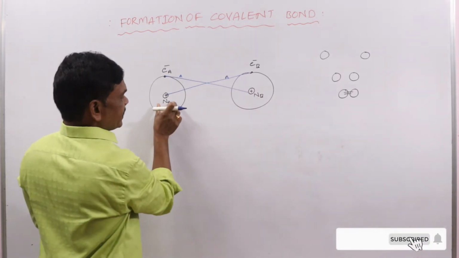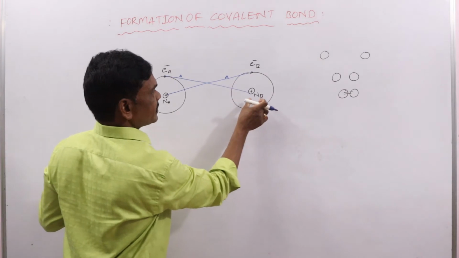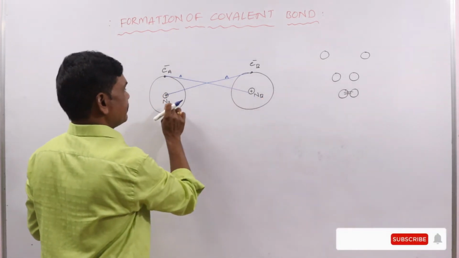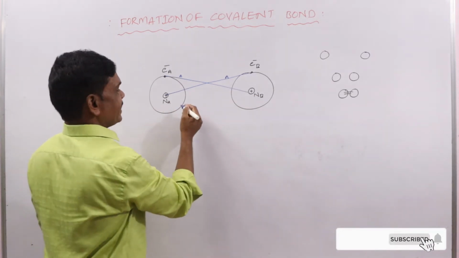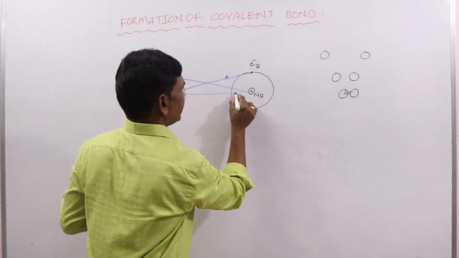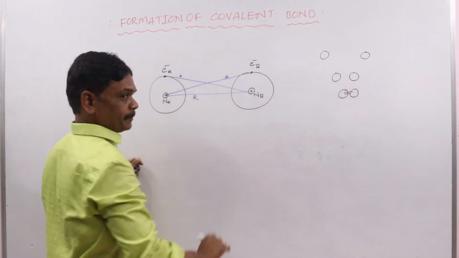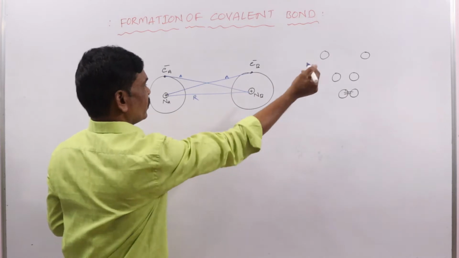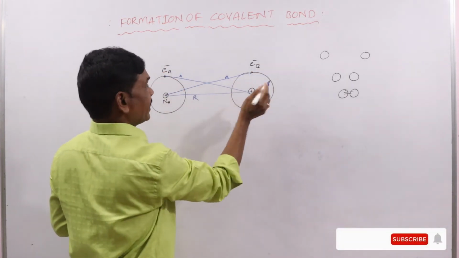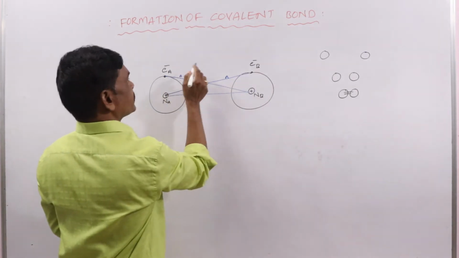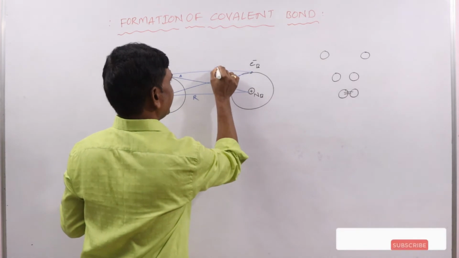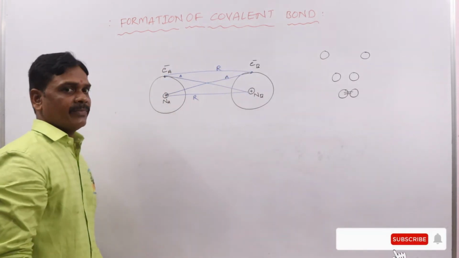This is the nucleus of atom A and this is the nucleus of atom B. These have the same charges. Between same charges, there are repulsion forces. Here also, this is the electron of atom A and this is the electron of atom B. The charge is the same, so here also repulsion forces are acting.